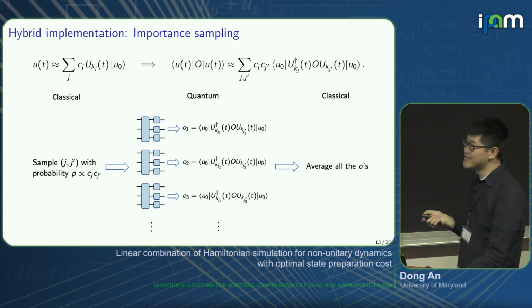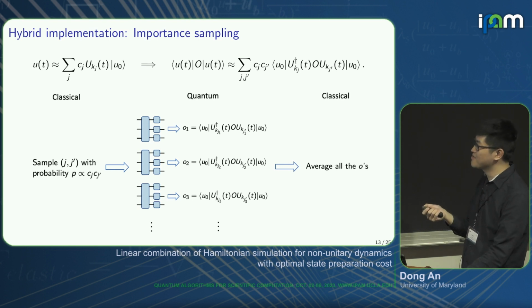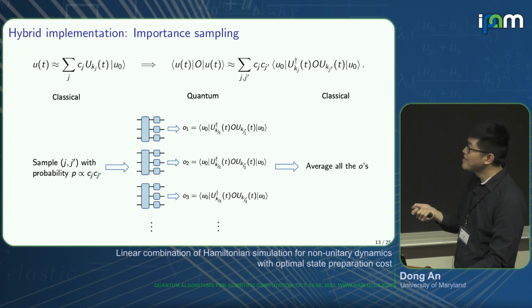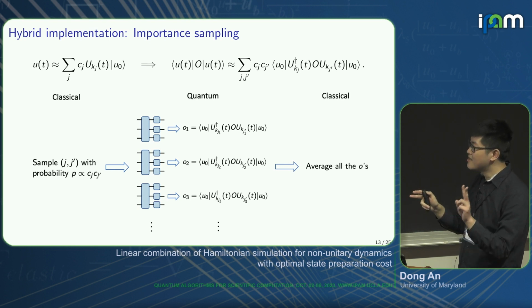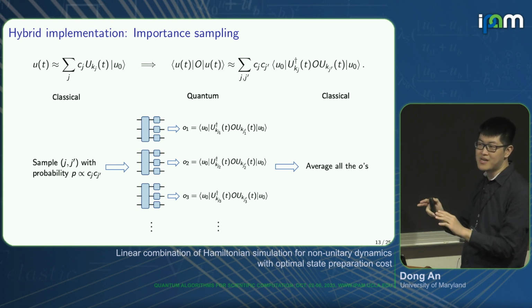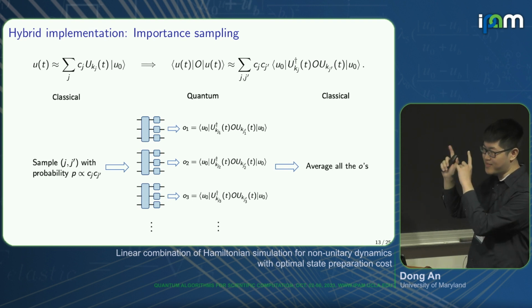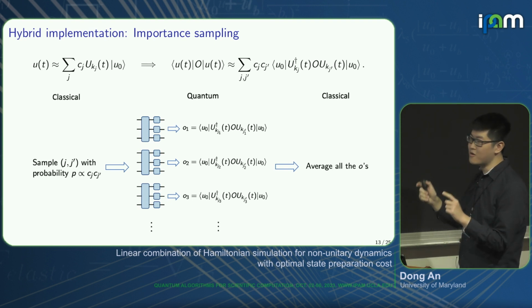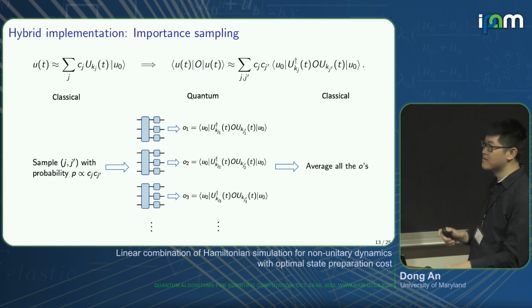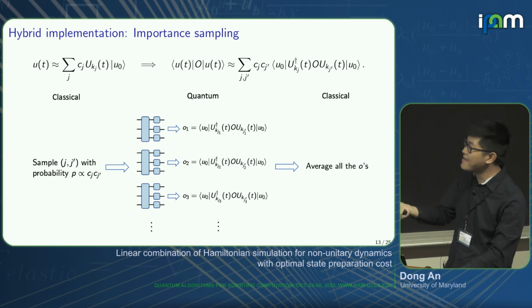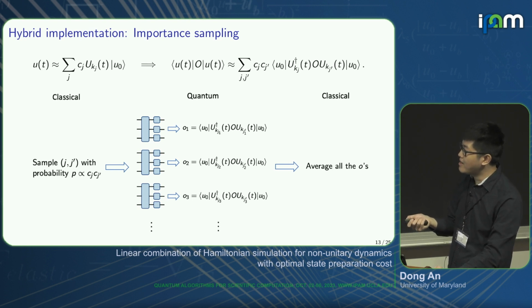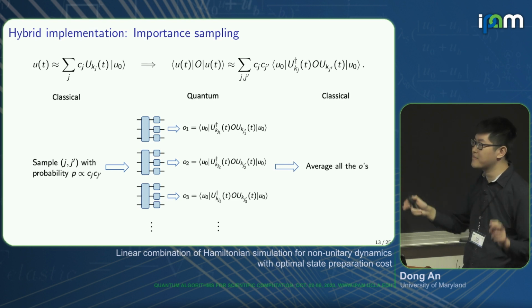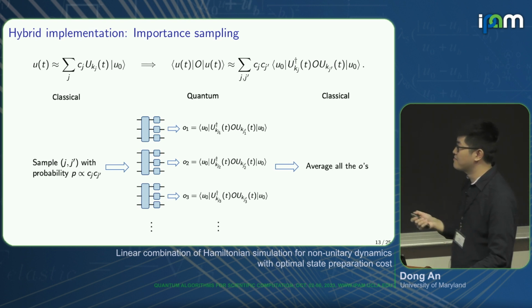Since here it's just a linear combination of observables, we can just do importance sampling. That is, if the coefficients are large, then we sample that term with high probability and give this part more weight. If the coefficients are smaller, then we have a low probability of sampling that. This is the standard approach: we sample my index according to the probability proportional to Cj times Cj dagger. And I forgot to mention that in my application, all of the coefficients C are real numbers, so you don't really worry about complex numbers here.